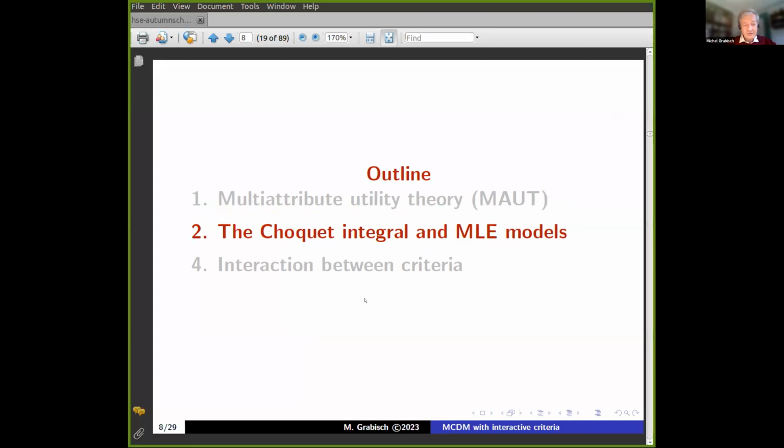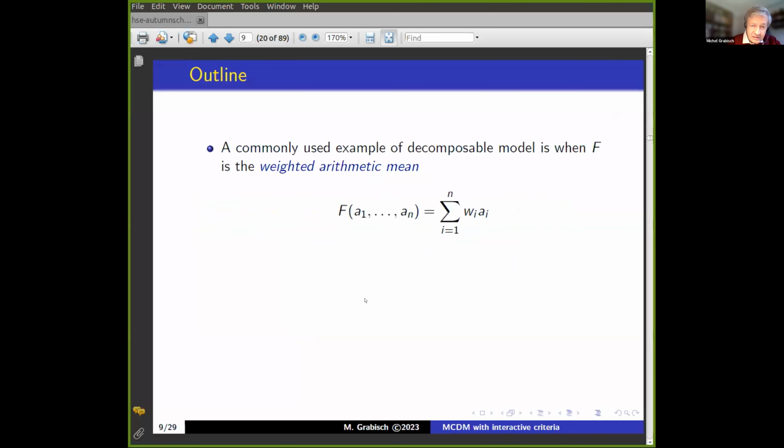So now let's go to the second part, where I will present the main tool, which is the Choquet integral and multilinear extension model. So one of the most simple decomposable models you can imagine is the weighted arithmetic mean. So the function f is simply this so well-known weighted arithmetic mean.